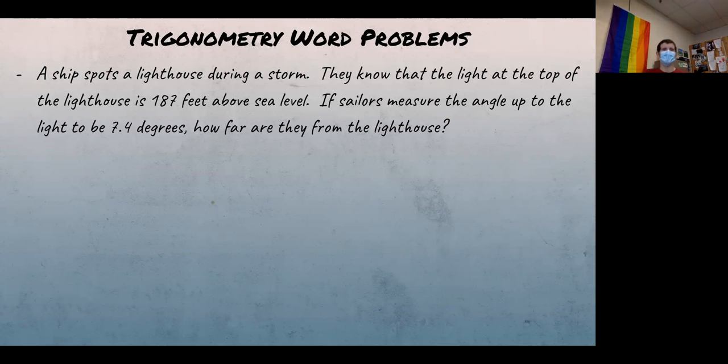So here's the situation. A ship out in the sea spots a lighthouse during a storm. The sailors know that the light at the top of the lighthouse is 187 feet above sea level.